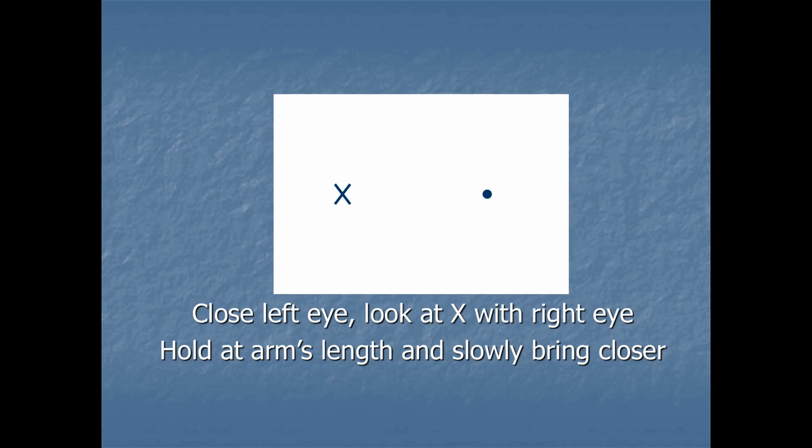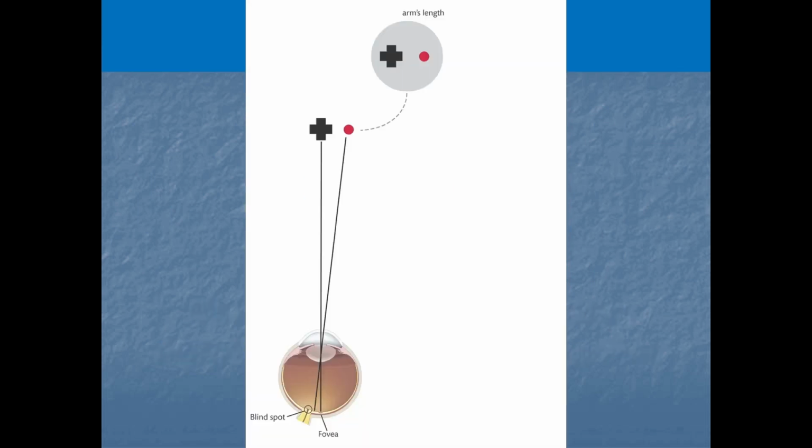And then do that same thing, just with your left eye closed. Use your right eye to look across at the X. Start the paper holding it out at arm's length and just slowly move it closer to yourself until the dot disappears. If you go too far, move it back out a little. At some point, you'll find the dot disappearing. That's your blind spot.